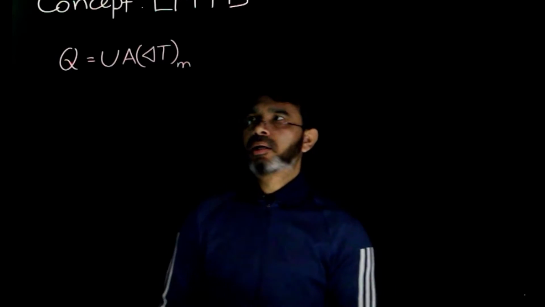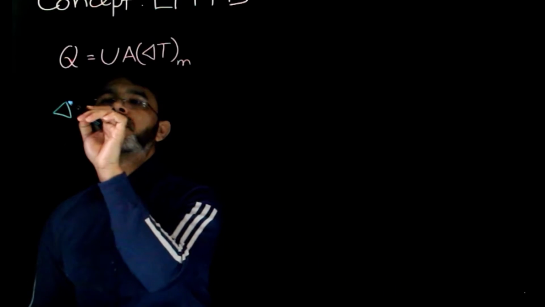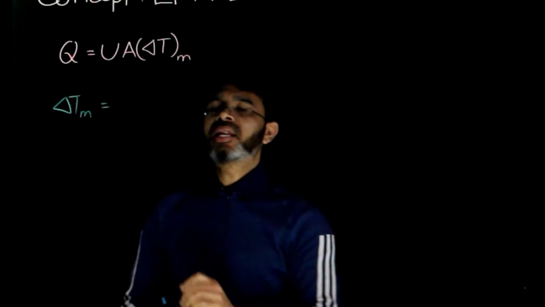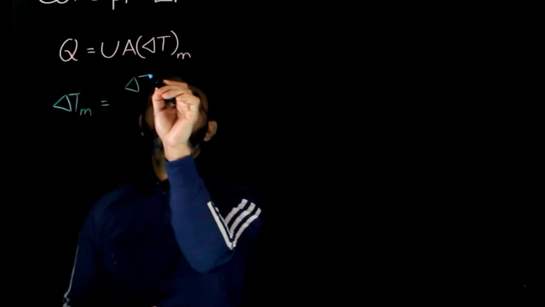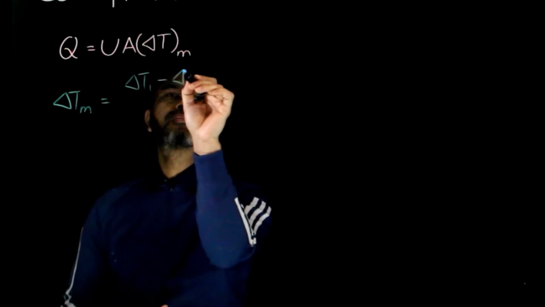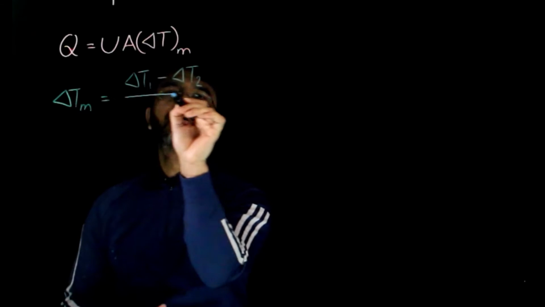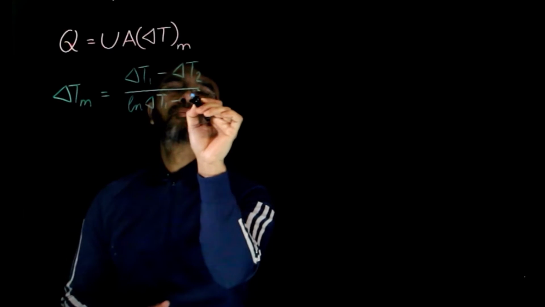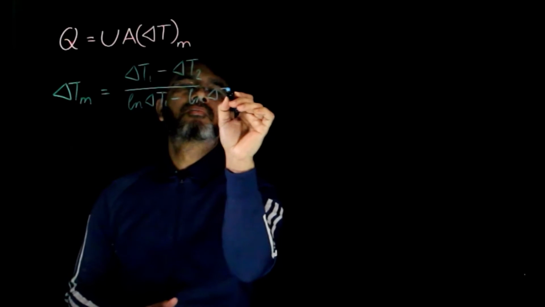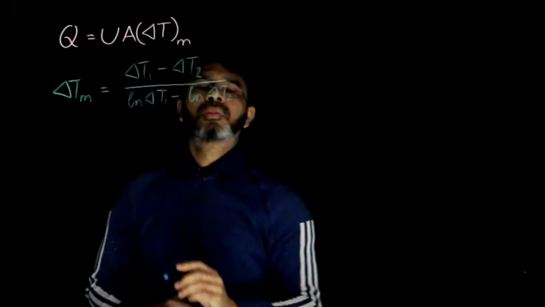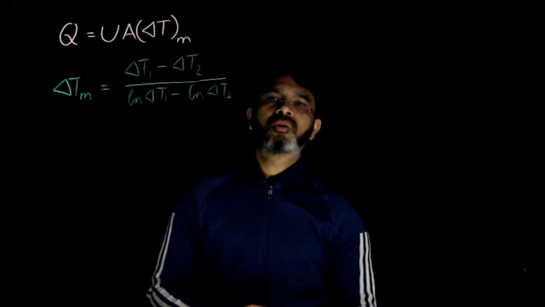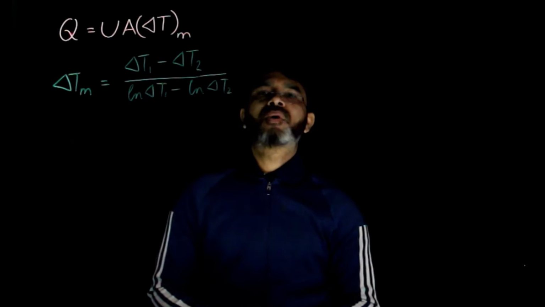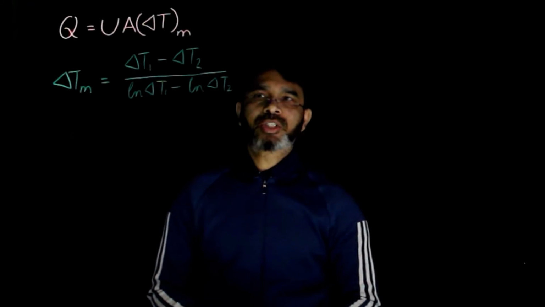Now in log mean, we use this mean temperature to be what is called the logarithmic mean, defined as delta T1 minus delta T2 over ln delta T1 minus ln delta T2. Now the question is why log mean? Where did this expression come from?